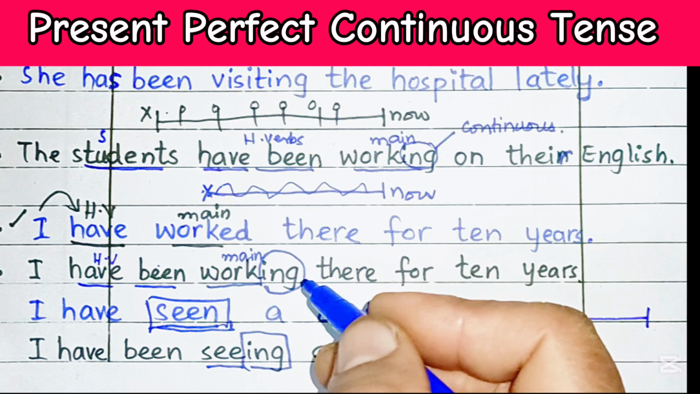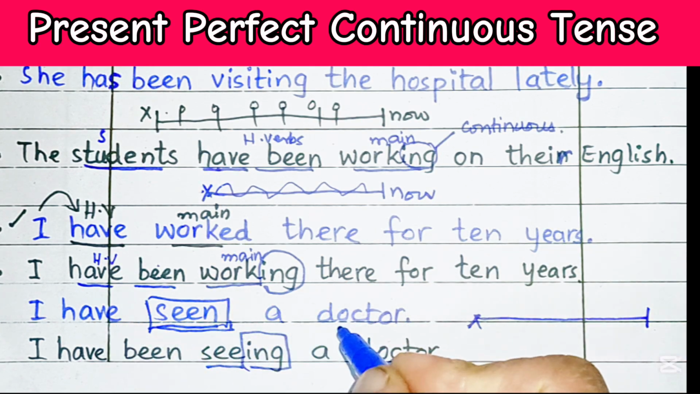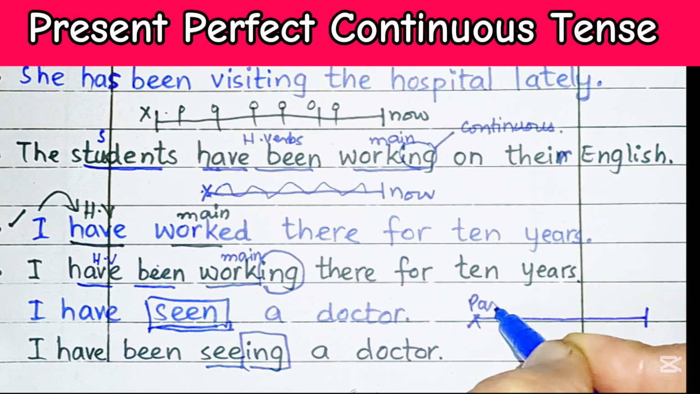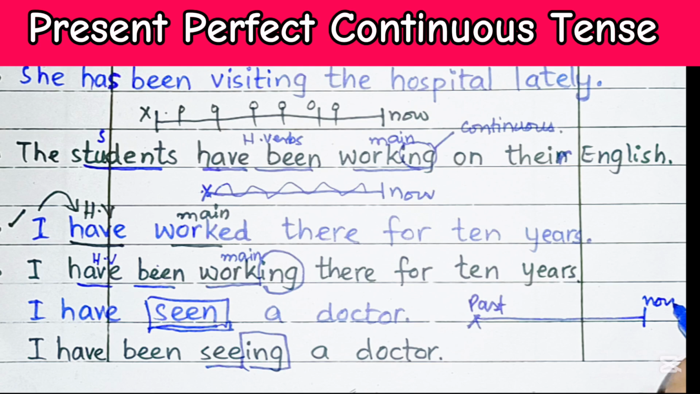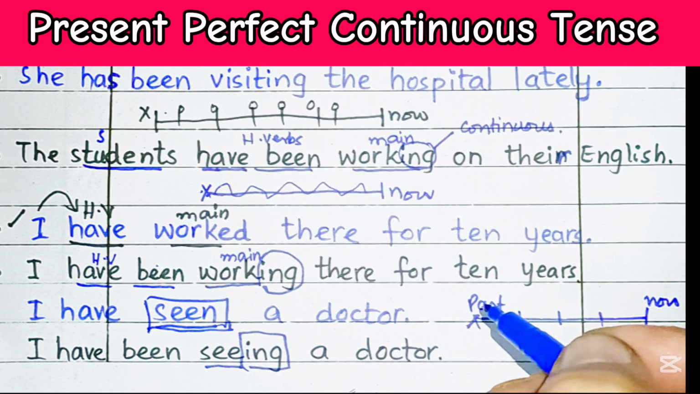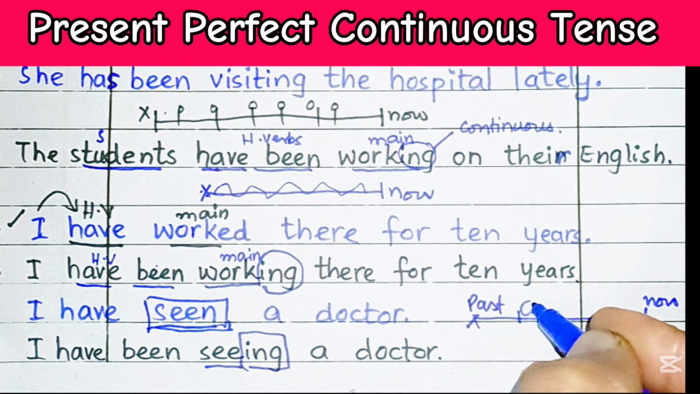I have seen a doctor. This could imply one visit. This is past and this is something now. So we may have one visit or more than one visit. This could imply that, but most likely just one visit is going to be there.